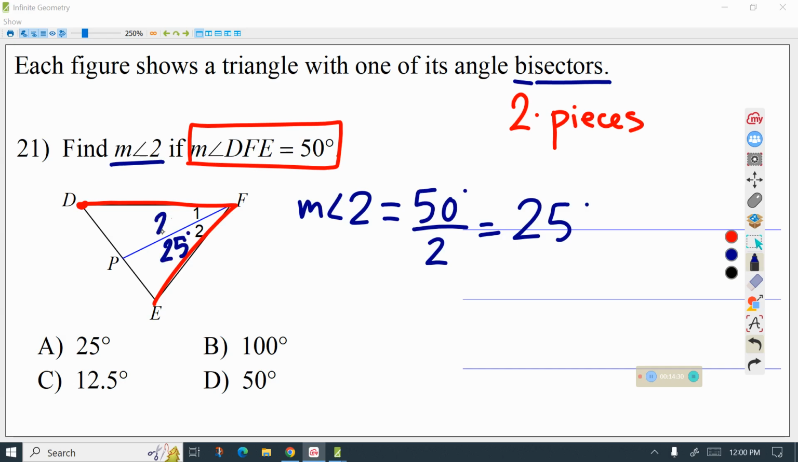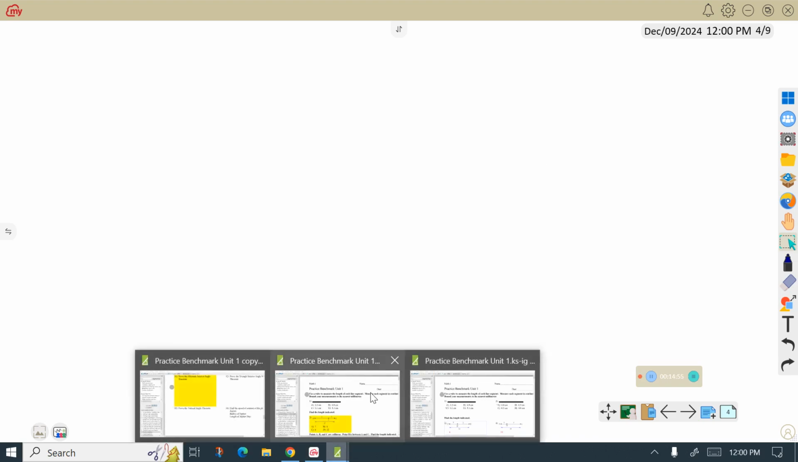And think about why this makes sense. Those got cut in half, so half means that they're equal. And 25 plus 25 makes 50. So just notice that that's what you want. When we say bisector, we have to understand that we cut the angle into two equal pieces. And your job is to make sure that you represent that by labeling the picture the right way.